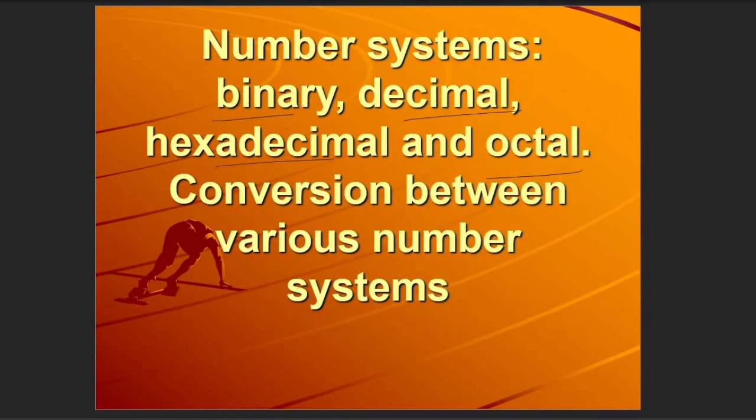So let's talk about number systems. What are number systems? The number system is nothing but a way to represent numbers in mathematics and computing. It defines how numbers are written, stored and processed. There are four commonly used number systems: binary, decimal, hexadecimal, and octal.